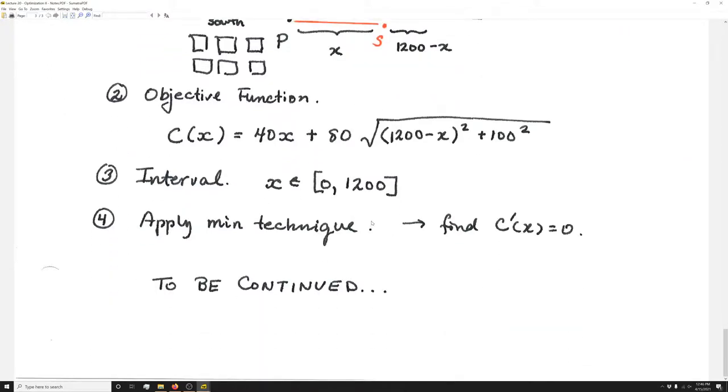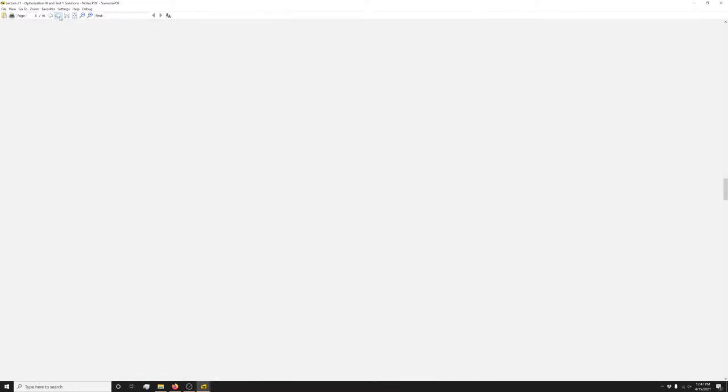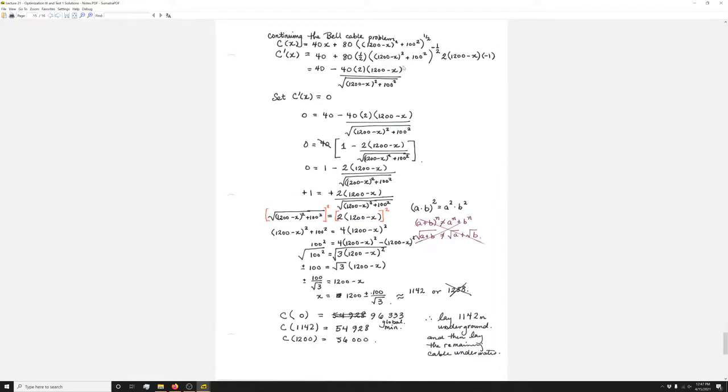So we found the interval, that was our domain, and then we applied our minimization technique. Again, we had to differentiate this cost function and set it to zero, and that would give us our critical point. And then it was said to be continued because it went on into lecture 21. So we continued that. So this part was the differentiation part.